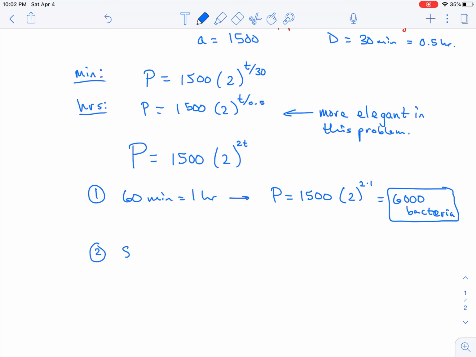The second task, 8 hours. Plugging in 8, we get P is 1,500 times 2 to the 2 times 8, which is 1,500 times 2 to the 16, which comes out quite large at 98,304,000 bacteria.